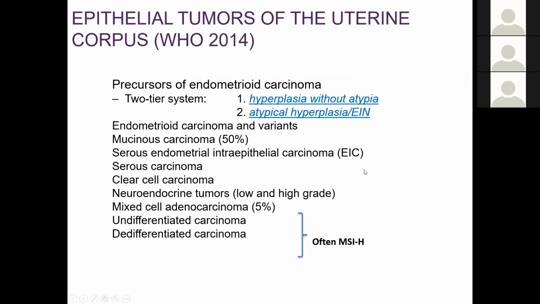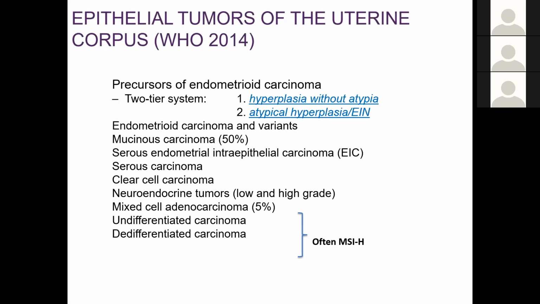Never mind. EIC is a separate entity now, so first of all, you need to know what EIC is, and I'm going to tell you, but that's a separate entity. This is the most important thing here. The 4th-tier grading of endometrial hyperplasia is gone. This is what we are using here.